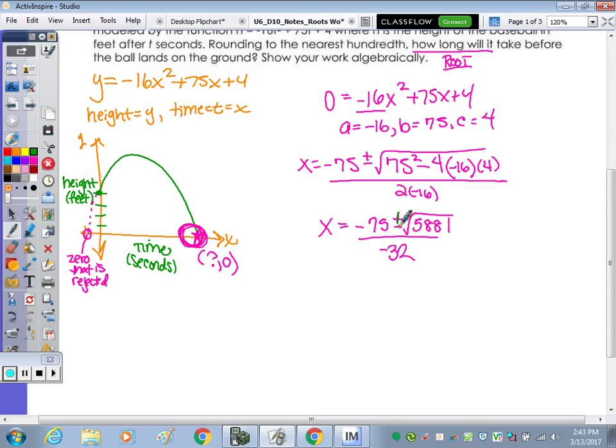You have two solutions here, remember. One is with the plus sign, so it's negative 75 plus the square root of 5,881 over negative 32. And the other one is with the minus. So the other solution is negative 75 minus the square root of 5,881 all over negative 32.